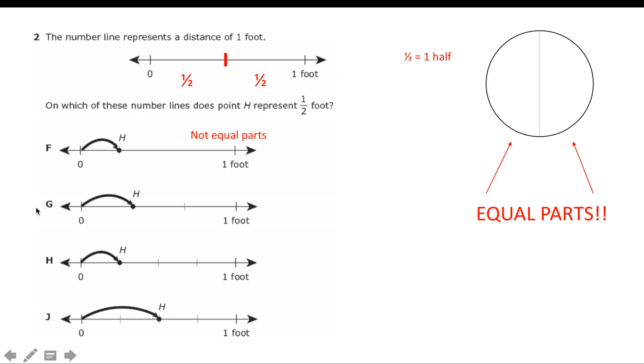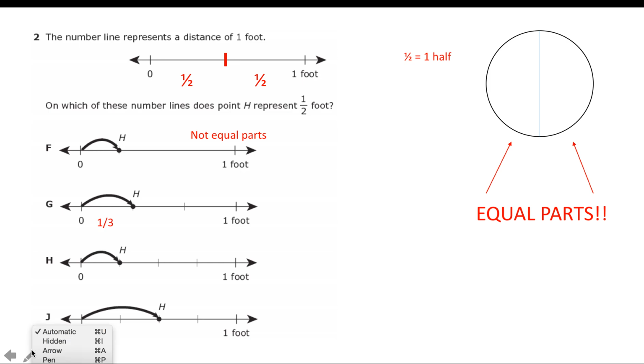Okay, let's look at G. All right, G is looking like H is getting a little bit closer to the middle. But let's see, there are 1, 2, 3 parts, 3 equal parts in this number line. That means that this is 1/3, this is 1/3, and this is 1/3. Well, that's drawn really nice and equal, but 1/3 is not 1/2. So this answer is not right because that's 1/3.